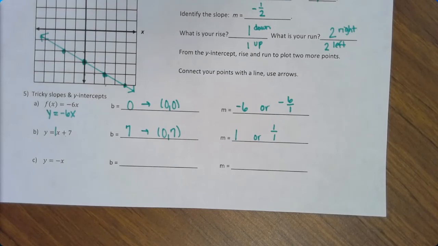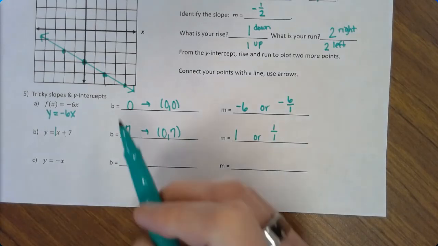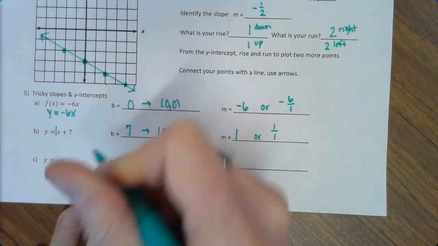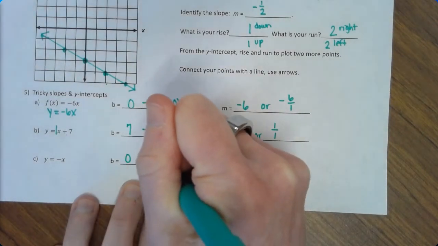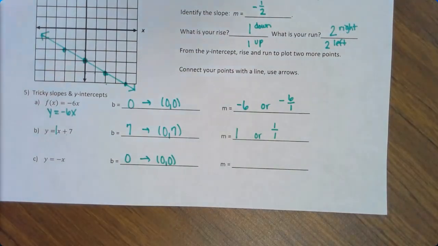All right, again, if you said 0, just like A, you are correct. Again, we're not adding anything after that. So my y-intercept would be 0, which again means I would plot the point (0, 0). And then what would our slope be? Yeah, the slope would be -1.